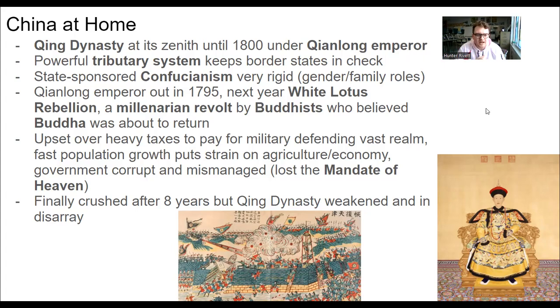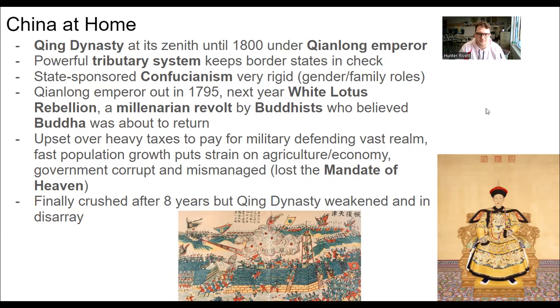So this is a millenarian, very religiously driven movement. They don't just believe that the Buddha is going to return, though. There are things that have triggered his return. Heavy taxes, right? The Qing dynasty is at its greatest extent. China proper is huge, and the tributary states are surrounding it, like Vietnam, Tibet, Mongolia, Korea, places like this. And so they have to raise taxes to defend them and to keep their borders intact.